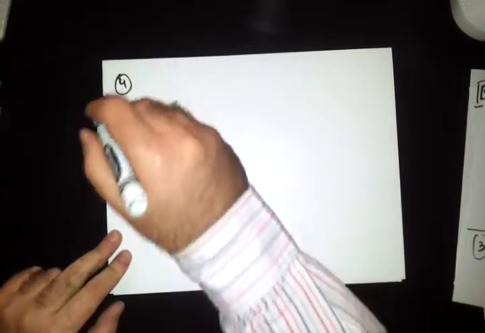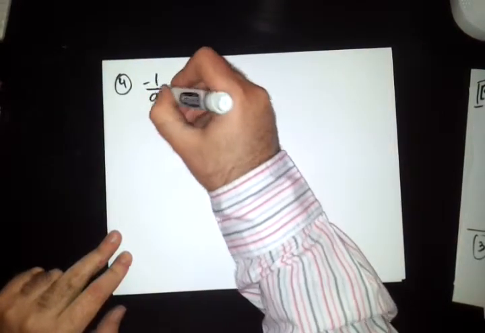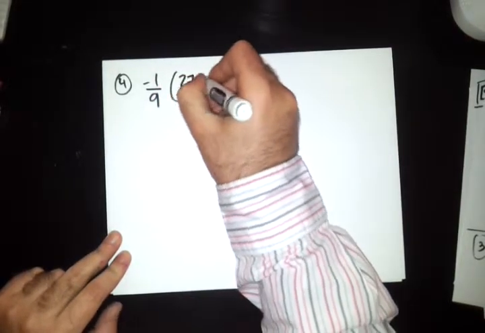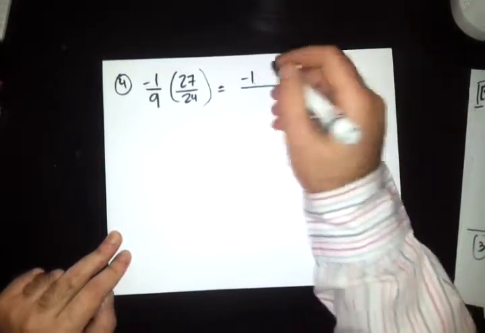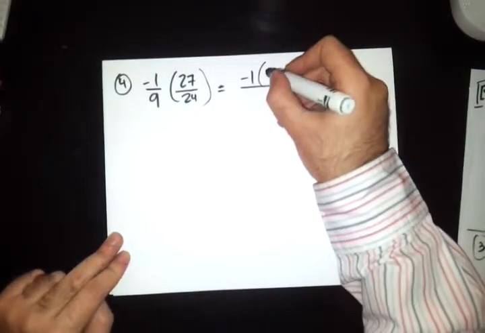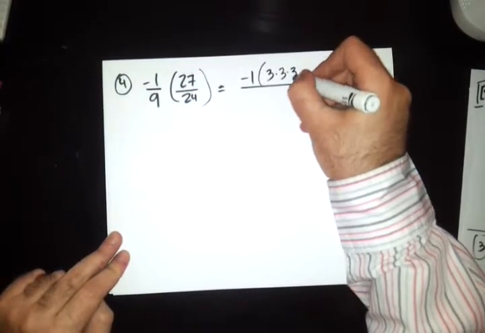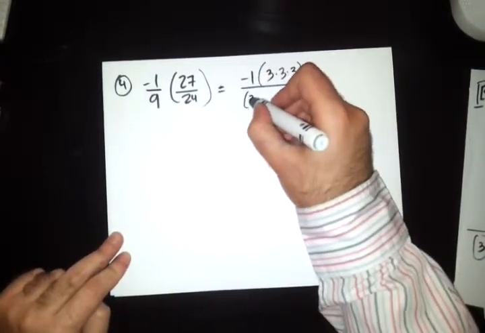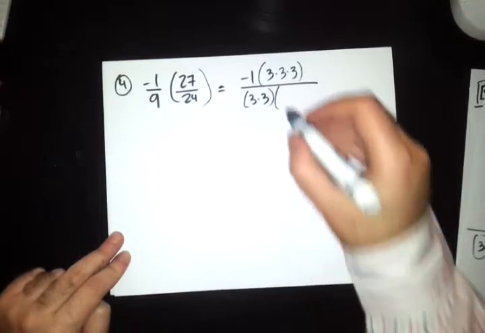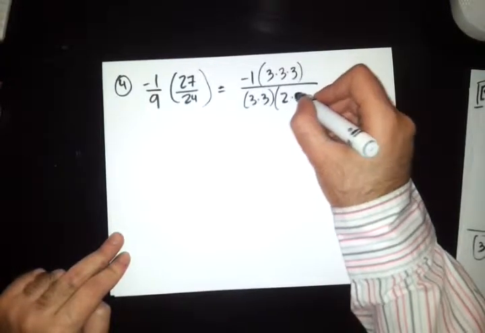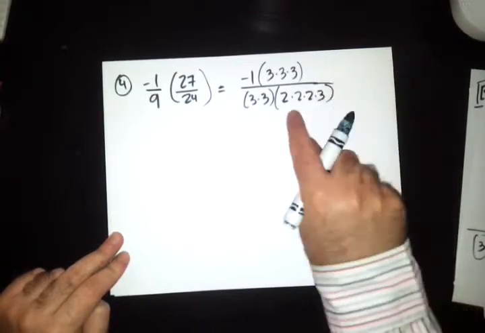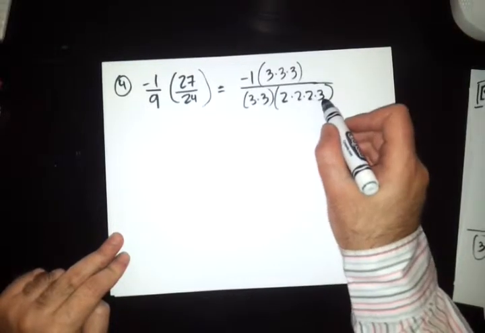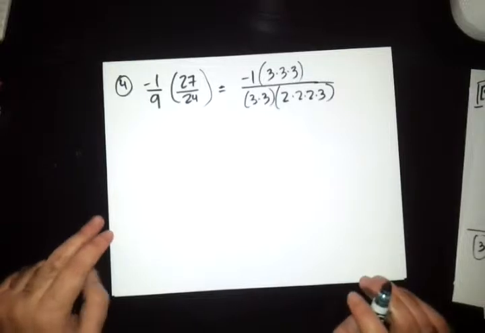All right, now down to number 4. Negative 1 over 9 times 27 over 24. Negative 1, can't do much there. 27, that's 3 times 9. And the 9 is 3 times 3, so that's 3 times 3 times 3. 9, 3 times 3. 24, that's 2 times 12. And 12 is 2 times 6. And 6 is 2 times 3. So if you fully break that down, 2 times 2 is 4, times 2 is 8, times 3 is 24. So either 8 times 3, whichever way you do it, doesn't really matter.